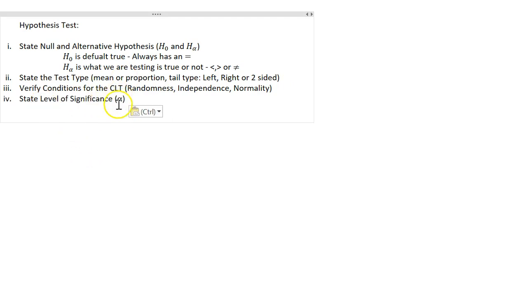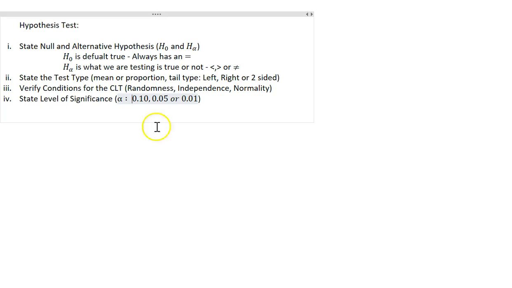Okay, the next thing we want to do is state the level of significance. We call this alpha. It is pretty much the same thing that we had from our confidence intervals. I'm going to test these at certain values. They will typically be at either 10%, 5%, or at 1%. Typically this is given to me in the word problem that I'm working on.